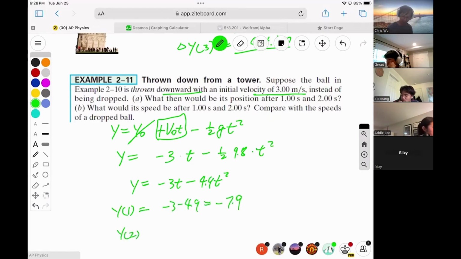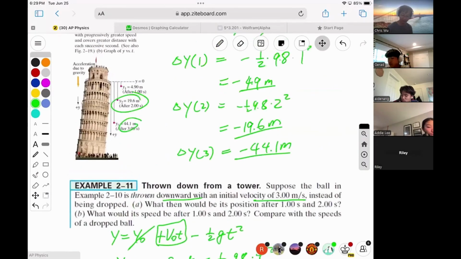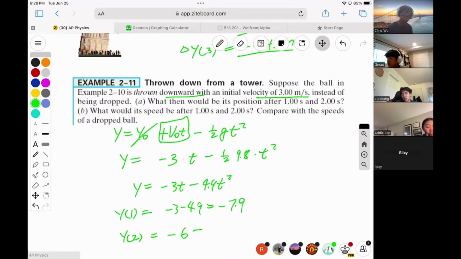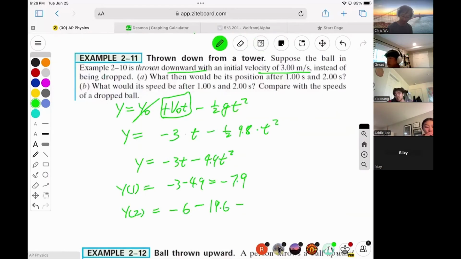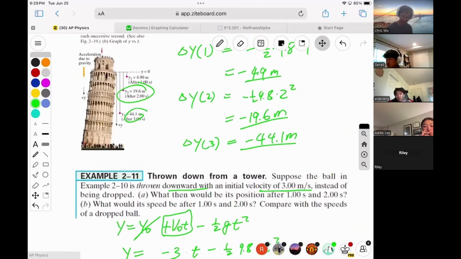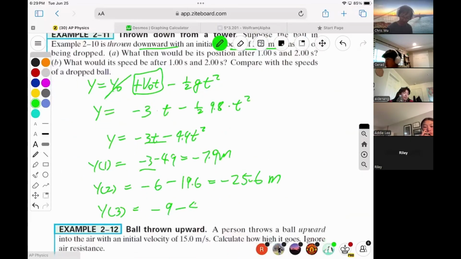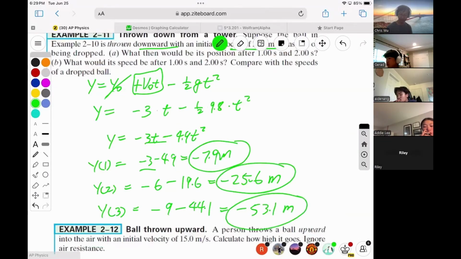Y of 2 will be -6 minus whatever we got earlier, right? Because the later part is giving the earlier stuff. So that's going to be negative 25.6 meters, and then y of 3 is going to be negative 3 times 3, so 9, minus 44.1. So minus 53.1 meters. Again, you can see it ramps up rather quickly.